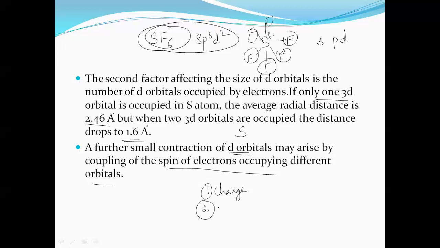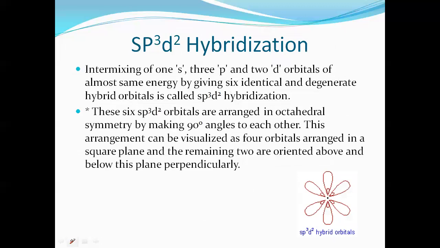Second, the size of the orbitals is dependent upon the number of electrons present in the d orbitals, and third is the spin of the electrons, that is the coupling. So this is what d orbital contraction is.